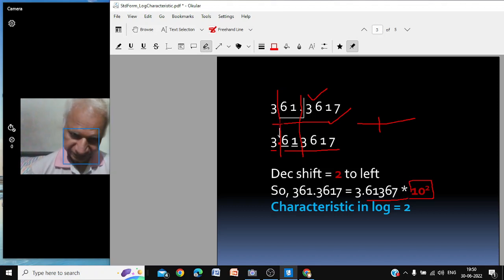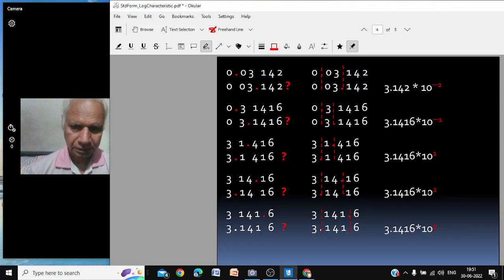We have shifted it to the left, but to get back the original number, to put it back in the original place, you have to shift it 2 places to the right. So the characteristic would be plus 2. So let us take a few examples. This is the given number and this is how you want to write.